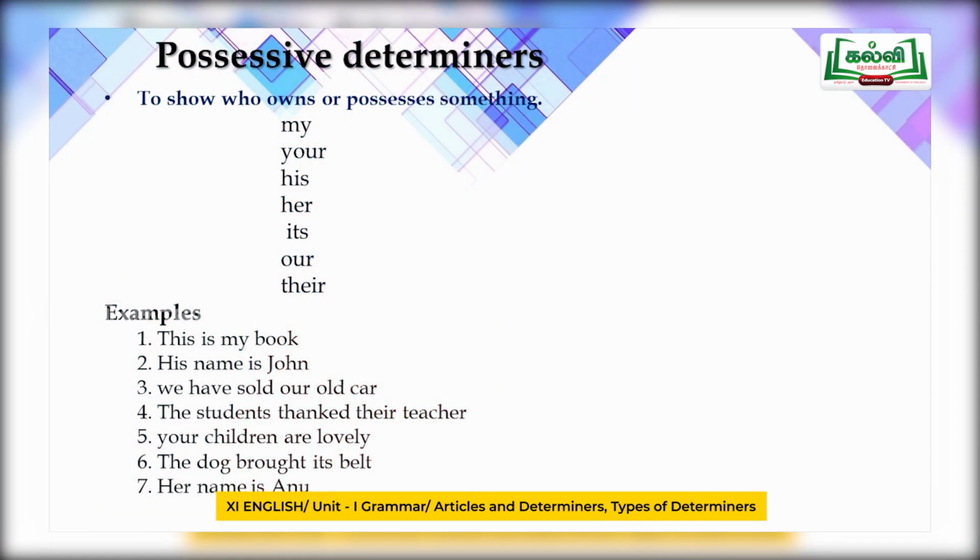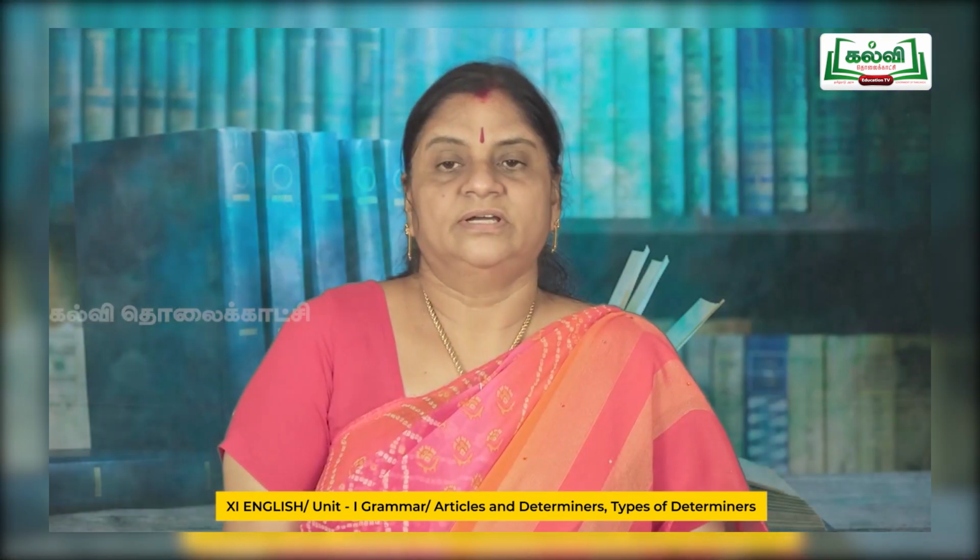Next one is possessive determiners. Possessive determiners show who owns or possesses something. The words used as possessive determiners are my, your, his, her, its, our, their. Example, this is my book. His name is John. We have sold our car. The students thanked their children. Your children are lovely. The dog brought its belt. Her name is Anu. Here you can easily find out which are the possessive determiners.